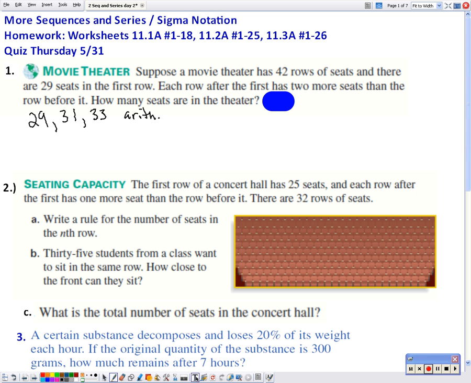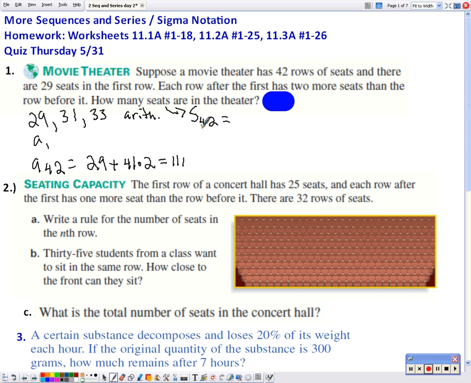How many seats are there in the theater is telling us to find S sub 42, because there are 42 rows. So I need the first term, which I have. I need the 42nd term, which I don't have. So I'm going to say 29 plus n minus 1, so that would be 41, times d, which is 2. Grab my calculator. And there are 111 seats in the 42nd row.